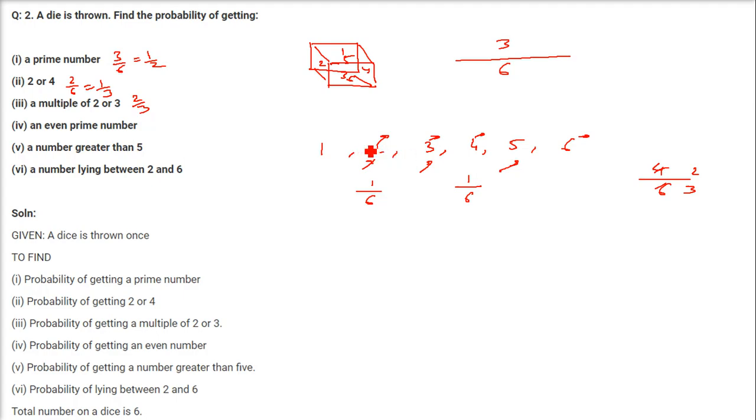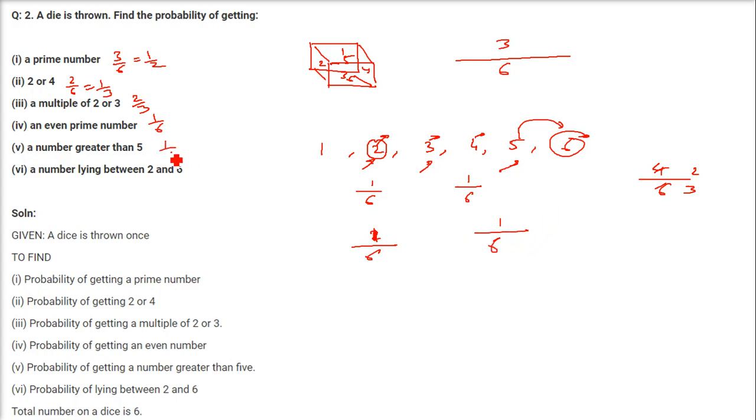An even prime number. There is only one, that is 2. 2 is an even prime number. So the favorable cases are only 1 and the total is 6. So 1 by 6. A number greater than 5. The number greater than 5 is only 6. So again the probability of getting a number higher than 5 is 1 and the total is 6.